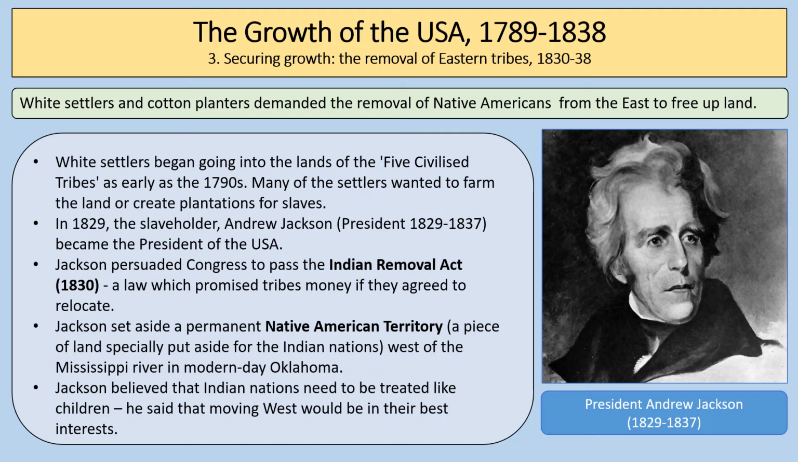However, a key turning point was that in 1829, the slaveholder Andrew Jackson, who was president from 1829 to 1837, became president of the USA. Now, he persuaded Congress to pass the Indian Removal Act in 1830, which was a law which promised tribes money if they agreed to relocate. Now, Jackson set aside a permanent Native American territory, a piece of land especially put aside for the Indian nations west of the Mississippi River in modern-day Oklahoma. He believed that the Indian nations needed to be treated like children, and he said that moving west would be in their best interests.